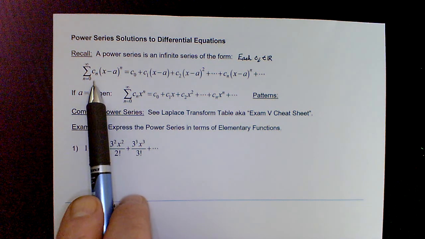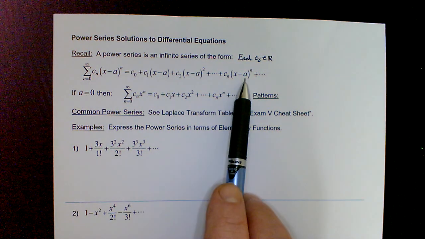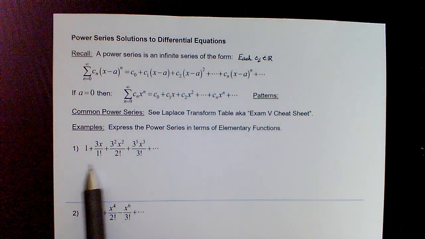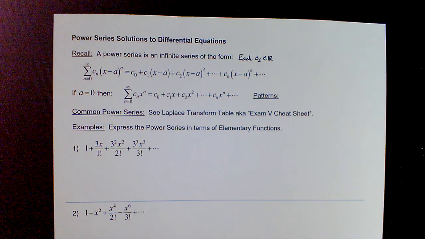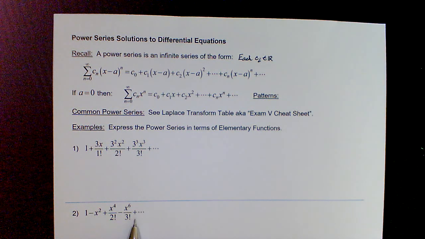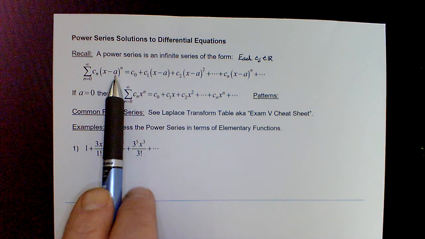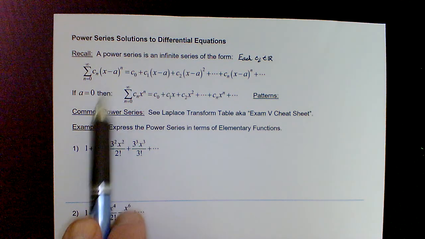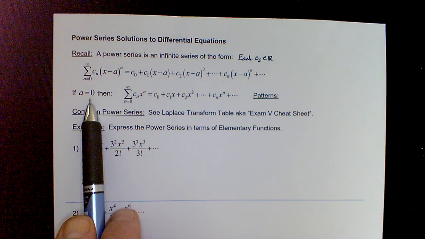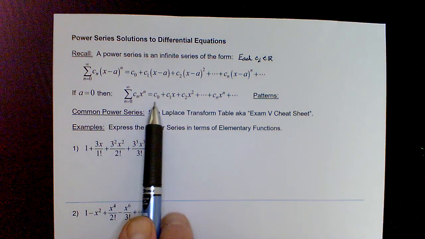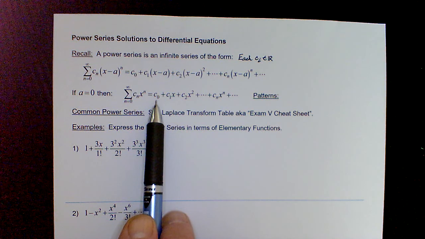A power series really is just an infinite polynomial. And you can see examples of them here that we're going to express as elementary functions momentarily. But we're going to deal exclusively with a equaling 0. A is just a constant. It's really just a horizontal shift. But when a is 0, it makes it a little bit easier. But you can see that it's just an infinite polynomial.